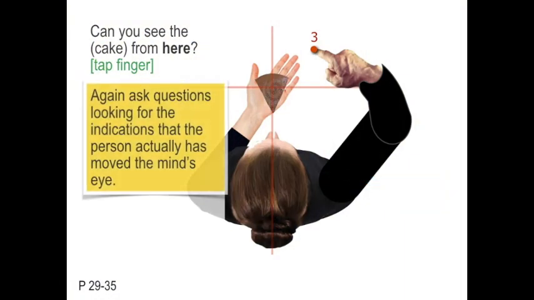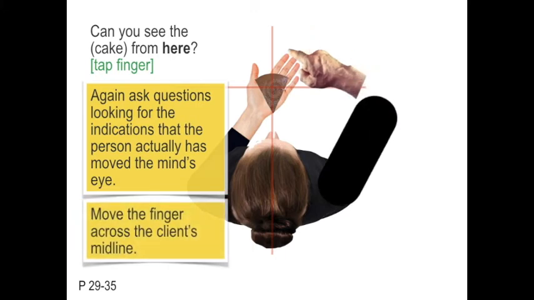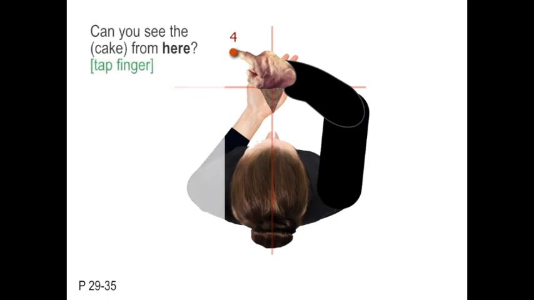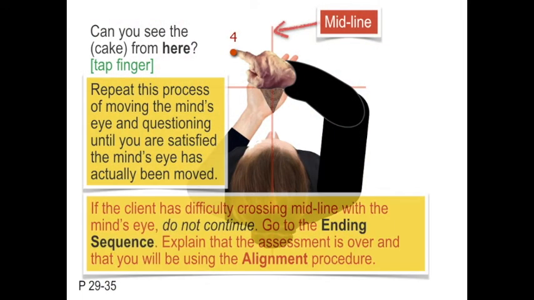Again, ask questions looking for the indications that the person actually has moved the mind's eye. Move the finger across the client's midline. Can you see the cake from here? Tap the finger. Repeat this process of moving the mind's eye and questioning until you are satisfied the mind's eye has actually been moved. If the client has difficulty crossing midline with the mind's eye, do not continue. Go to the ending sequence.